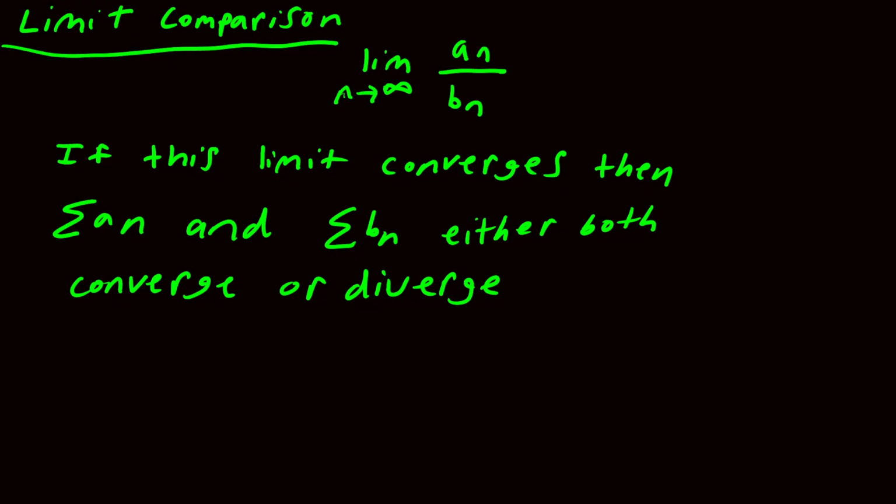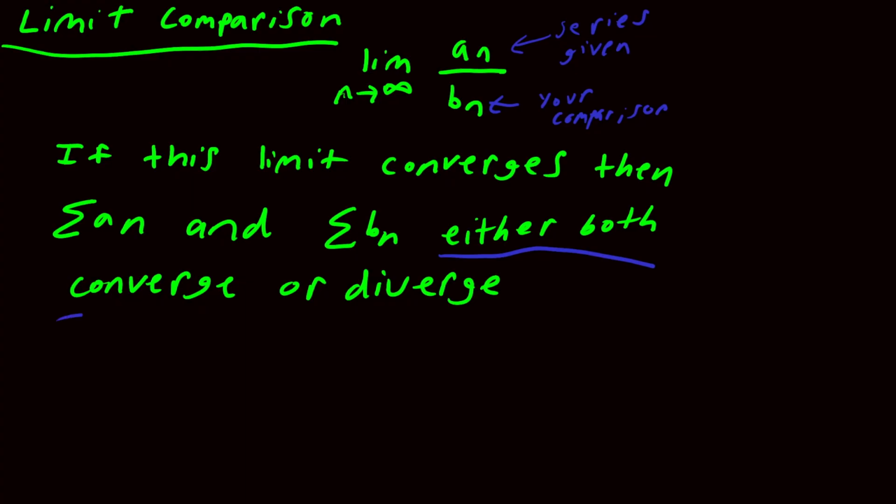So you take the limit as n goes to infinity of an over bn. an is the series given, and then bn is your comparison. All right, so you just divide them. Now, if this limit converges, then the series an and the series bn either both converge or both diverge.